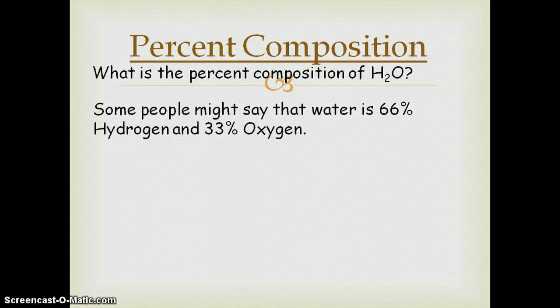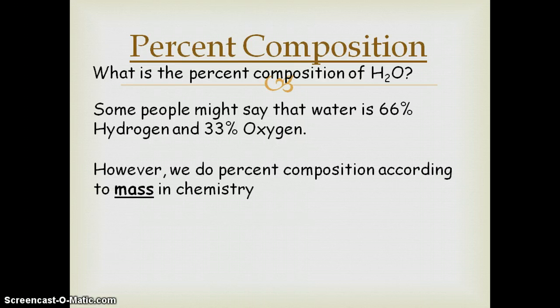Now, what this fails to address is the fact that hydrogen is a lot smaller than oxygen. So, oxygen is about 16 times the size of a hydrogen atom. So, if we actually look at the mass of these various elements, you're going to see that it's definitely not 66% hydrogen because hydrogen is itty bitty and oxygen is huge. So, we're going to look at the percent composition according to mass when we do these problems in chemistry.